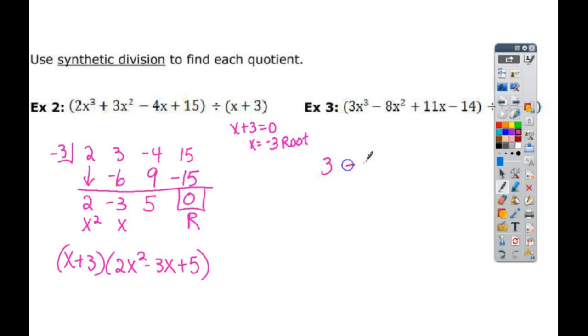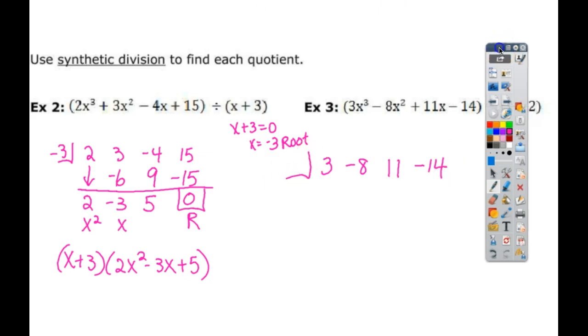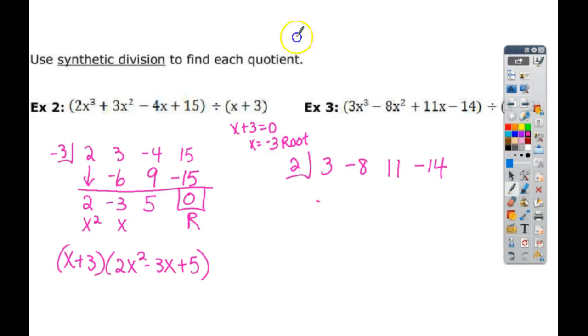So coefficients, 3, -8, 11, -14. What's the root here? It's a +2. First step, bring down the 3. Multiply on the diagonal. Add, multiply, add, multiply. The last one is what? That's 0, and that's my remainder. So I started at x to the 3rd, so this is x squared, x, and that's the constant.